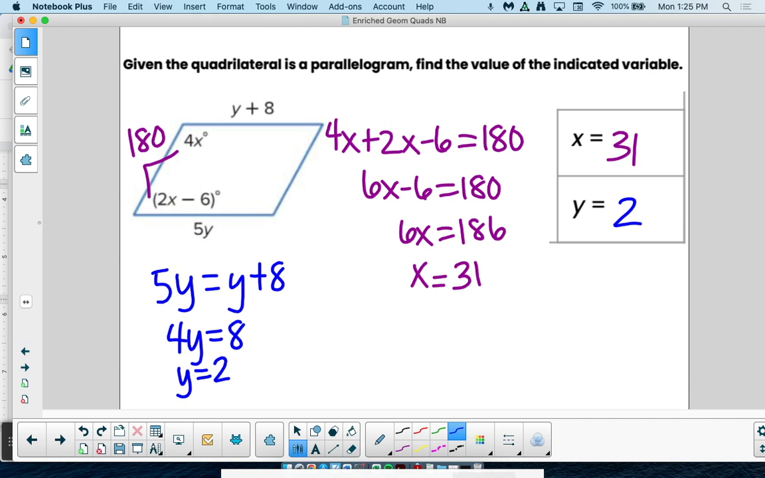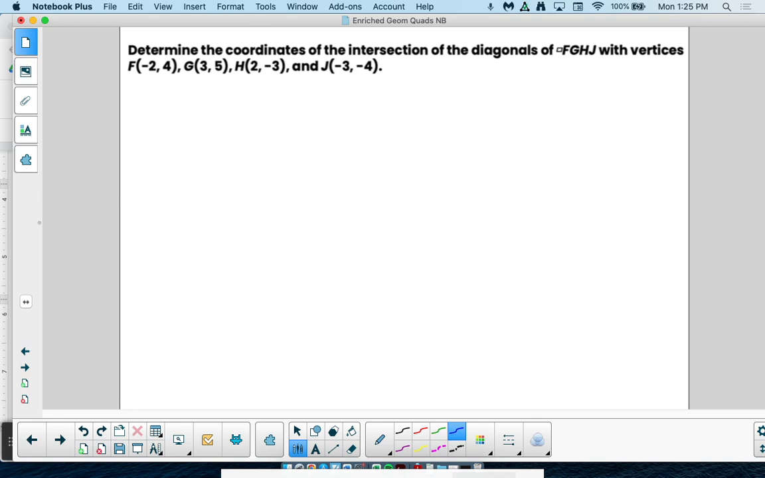Okay, then our last one requires a little bit of coordinate geometry. Don't let that freak you out. We just have some ordered pairs we're working with. So we are looking for the intersection of our diagonals. What do you guys know about the diagonals of a parallelogram? Yes, we're cutting them in half, right? So where should they intersect? The midpoint, right.